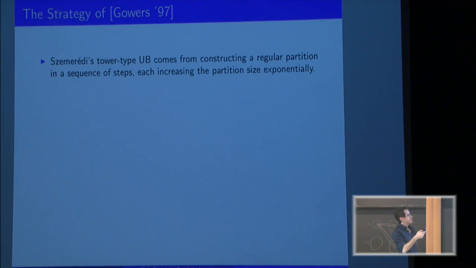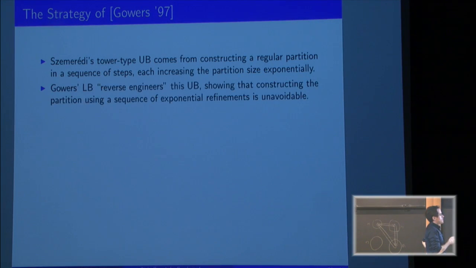So what he does is reverse engineer the upper bound proof. Szemerédi's upper bound for the regularity lemma was a tower of height polynomial in 1 over epsilon. It comes from constructing the regular partition in a sequence of steps, and each step takes a refinement which is exponentially larger than the previous partition. This is all you need to know about Szemerédi's proof of the regularity lemma. And Gowers' lower bound proof sort of reverse engineers this, showing that you have to, in some sense, iteratively refine your partition, and each step basically has to increase the number of parts exponentially.